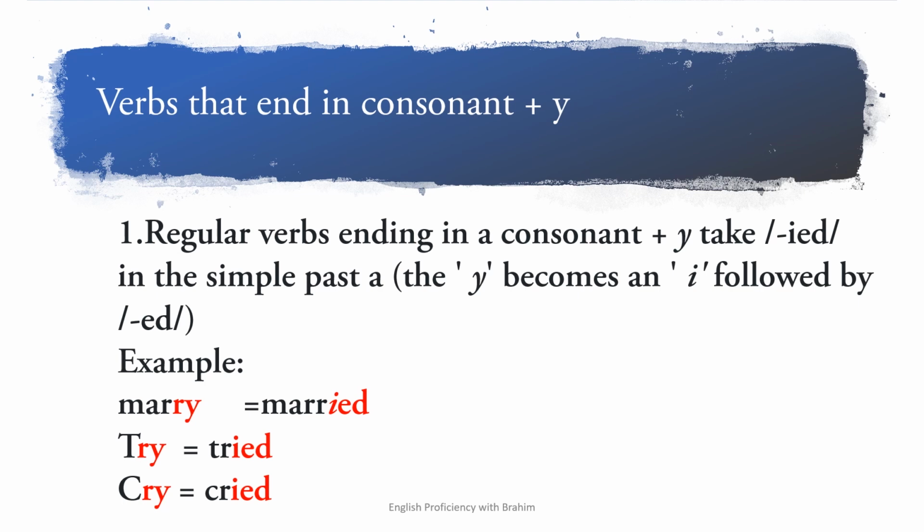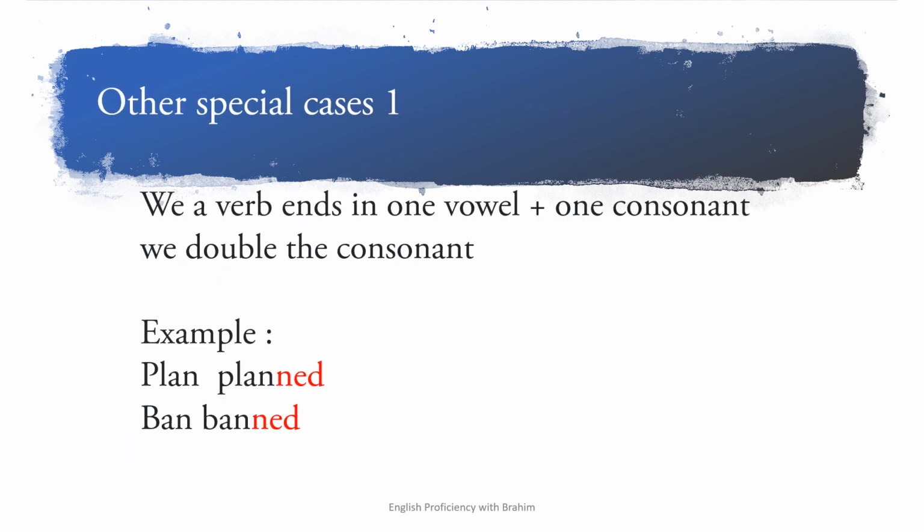So we have some other special cases that we can add to the ones we have seen. We have some verbs that end in one vowel plus one consonant. We double the consonant. So example, we have plan. Plan ends with an N, which is a consonant, but before that N, we have A. Okay, we have just one vowel. So the N is doubled and it becomes planned. The same for ban, banned. So with these verbs, we double the N and we add the ED.